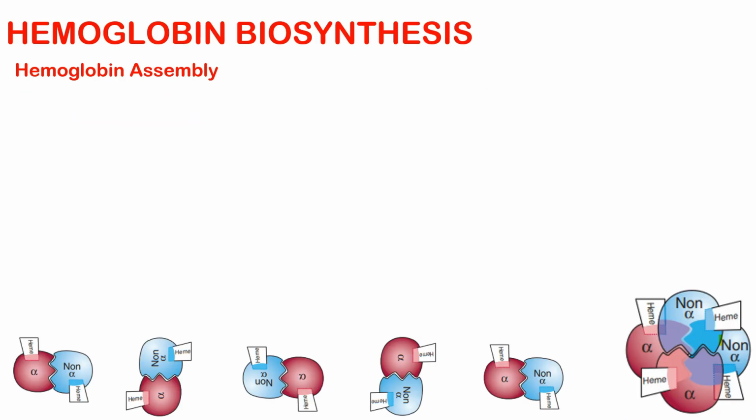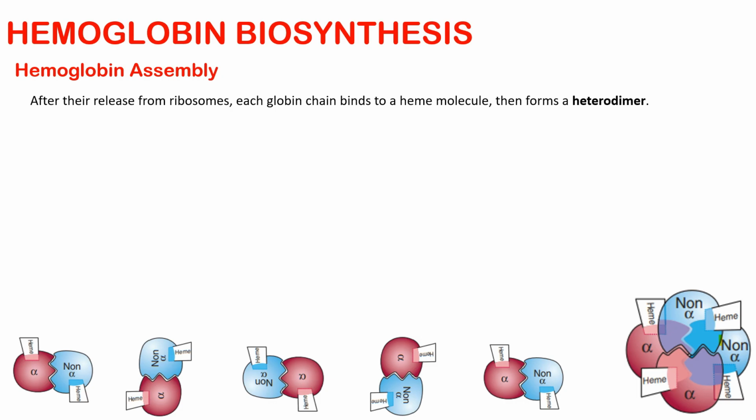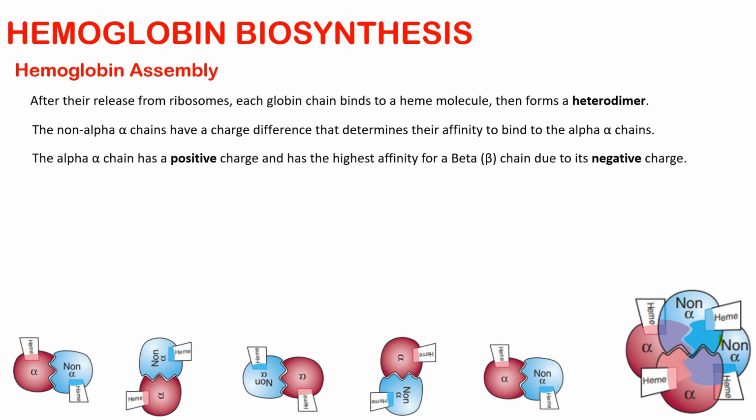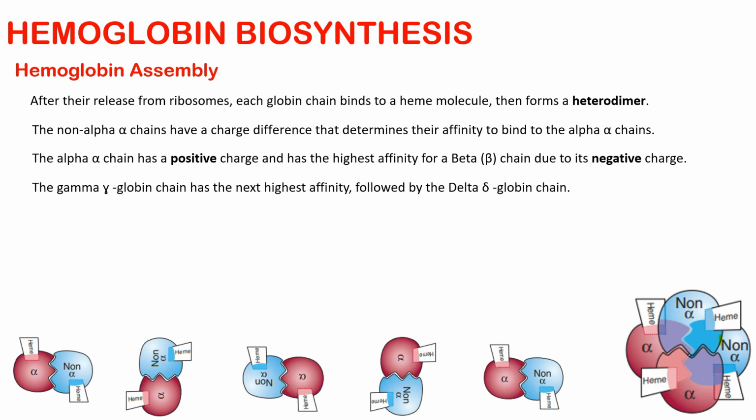Hemoglobin assembly. After their release from ribosomes, each globin chain binds to a heme molecule, then forms a heterodimer. The non-alpha chains have a charge difference that determines their affinity to bind to the alpha chains. The alpha chain has a positive charge and has the highest affinity for a beta chain due to its negative charge. The gamma globin chain has the next highest affinity, followed by the delta globin chain.